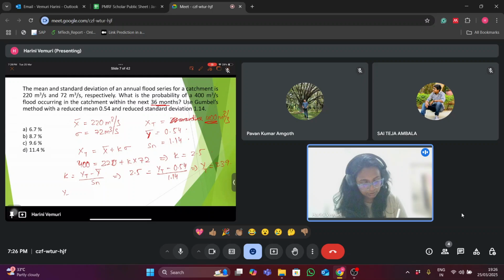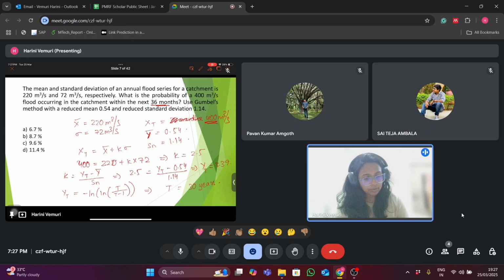And when it follows Gumbel distribution, we know yt is equal to minus ln of ln of T by T minus 1. So by solving this, how do we solve this? So to remove ln, we have to apply e power, exponential power. So once you solve it, the return period we will get is 30 years.